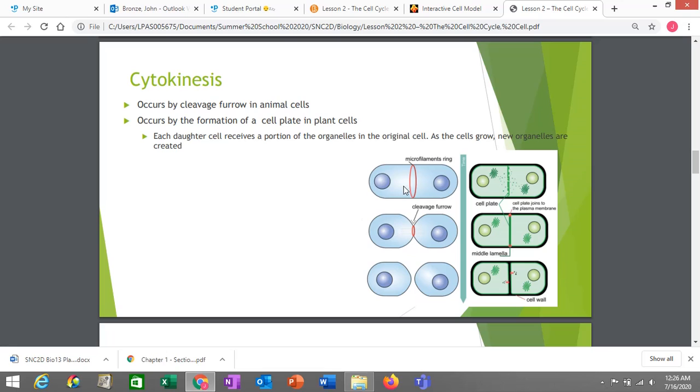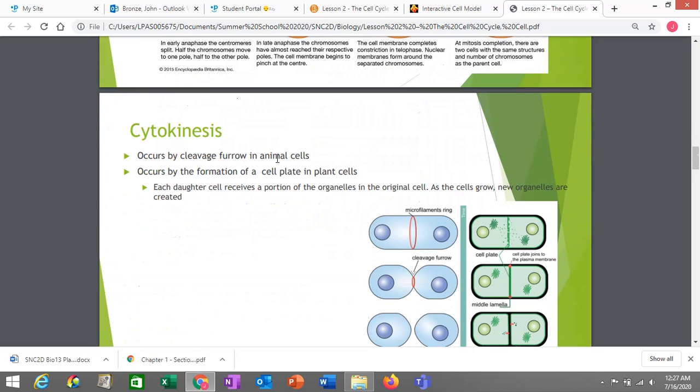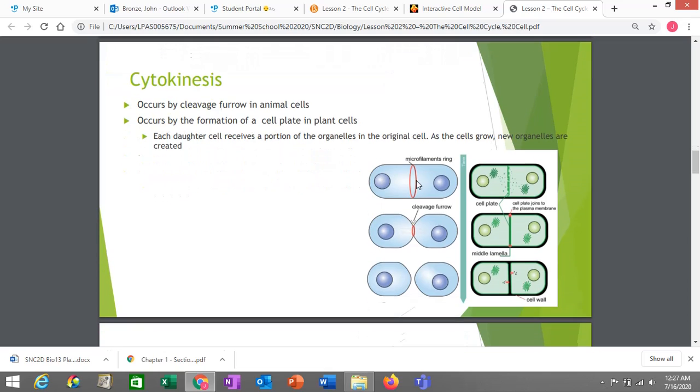This is just to show you really quickly, cytokinesis happens a little bit differently if you're talking about an animal cell or a plant cell. So in an animal cell, we have this pinching in that happens. We call that a cleavage furrow. And so you have a ring of some of the same material that you have in the cytoskeleton, which contracts and breaks these two things apart.